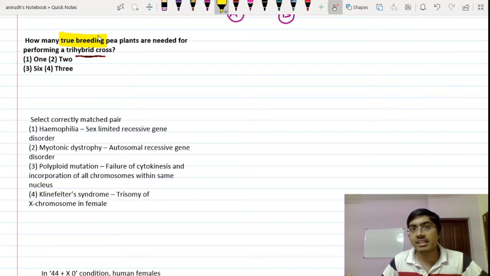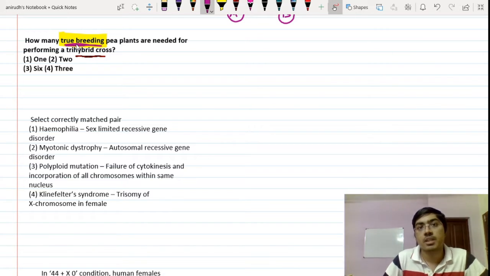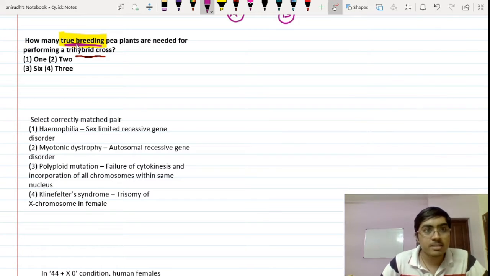This is there in the NCERT textbook. Please understand what a true breeding plant is. A lot of selfing has to be done and then you will get a true breeding plant. Pure alleles have to be made in that case. I'm not explaining much about this. The explanation is there in the textbook.